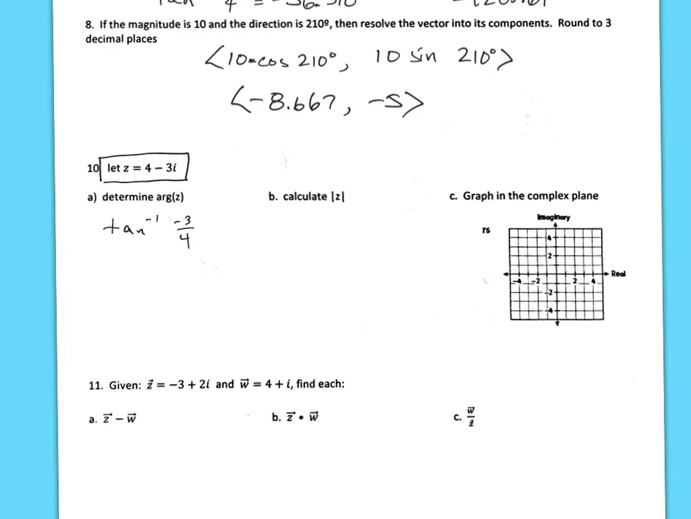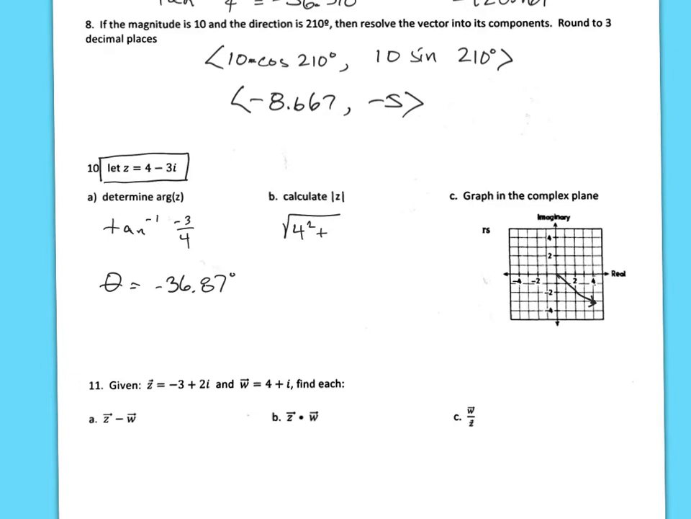Now, it might be smart. You have to graph it anyway. Let's graph it first so we know what quadrant we're in. So on the real axis, we go 4, and then on the imaginary axis, we go 3. So it's right 4, down 3, just like it would normally be. So we're in the 4th quadrant. So we're going to have a negative angle, and we get negative 36.87 degrees.